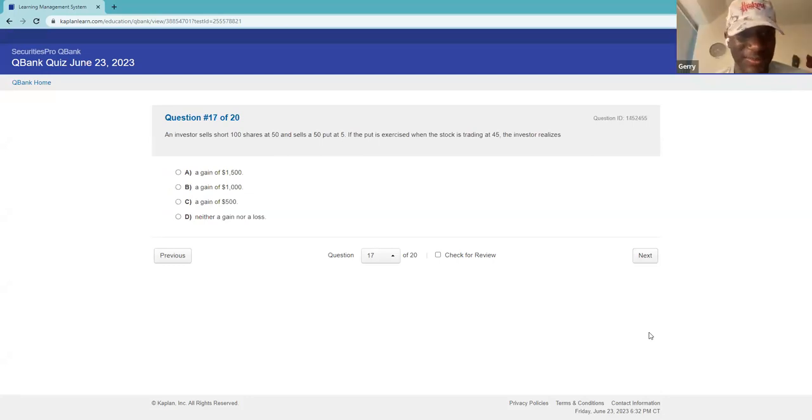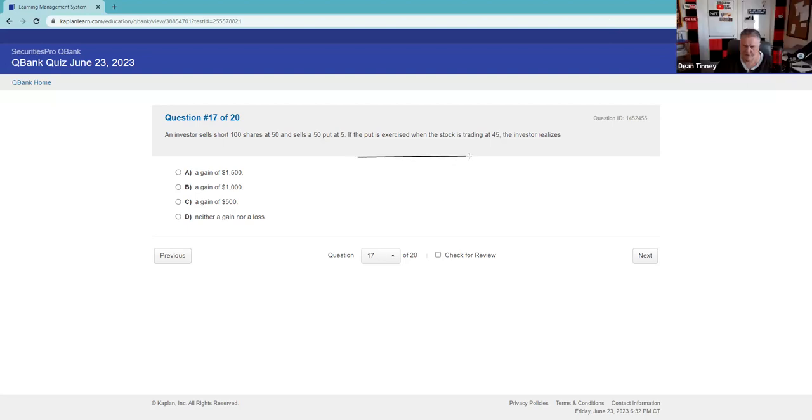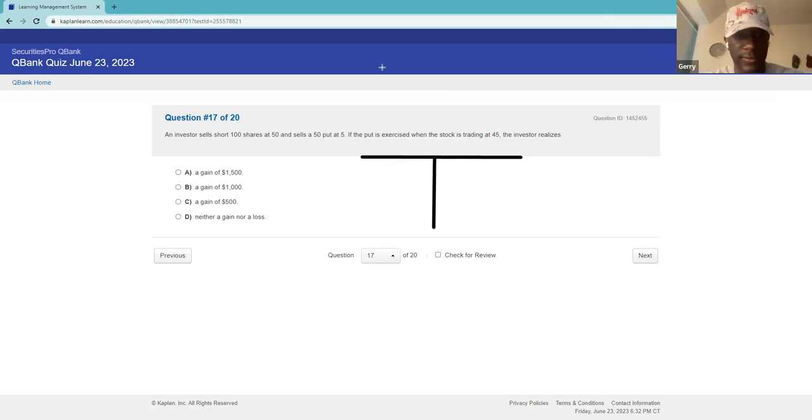All right. An investor sells short 100 shares at 50 and sells a 50 put at 5. The put is exercised when the stock is trading at 45. Okay. So for this one, I would immediately highlight the sell short 100 shares. Yeah, 50. Fire up the T. So is that 50 out? So $4 in. Yep. If you're selling short, that's dollars in.